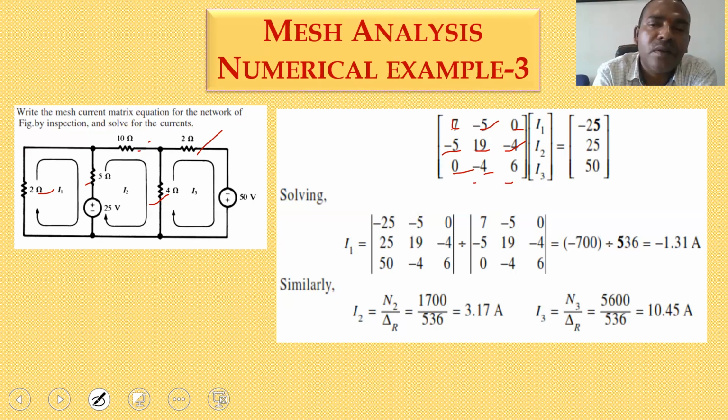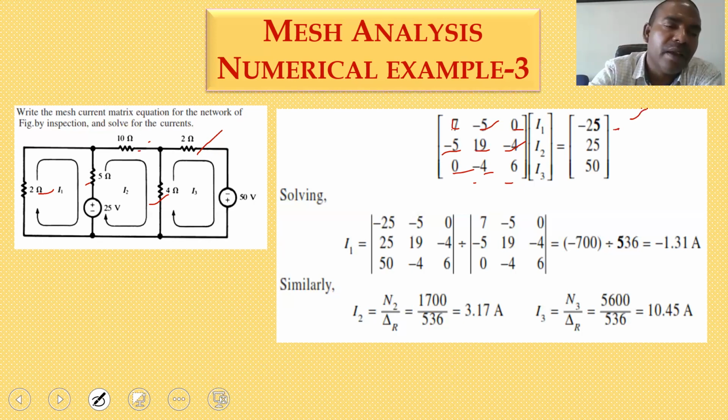Coming to the right hand side, in the first loop the I1 current is flowing from plus to minus direction. Plus to minus means it is a drop. You have to write it with a minus sign, minus 25.